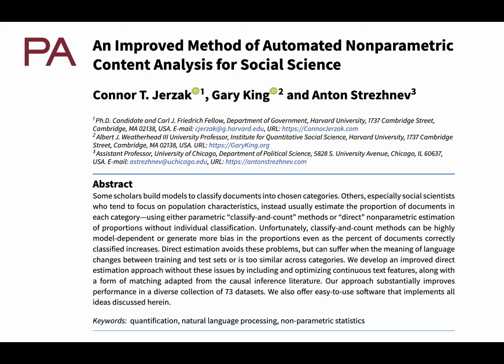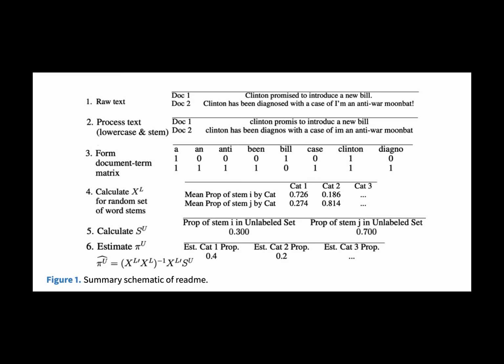We develop an improved direct estimation approach without these issues by including and optimizing continuous text features, along with a form of matching adapted from the causal inference literature. Our approach substantially improves performance in a diverse collection of 73 datasets. We also offer easy-to-use software that implements all ideas discussed herein.